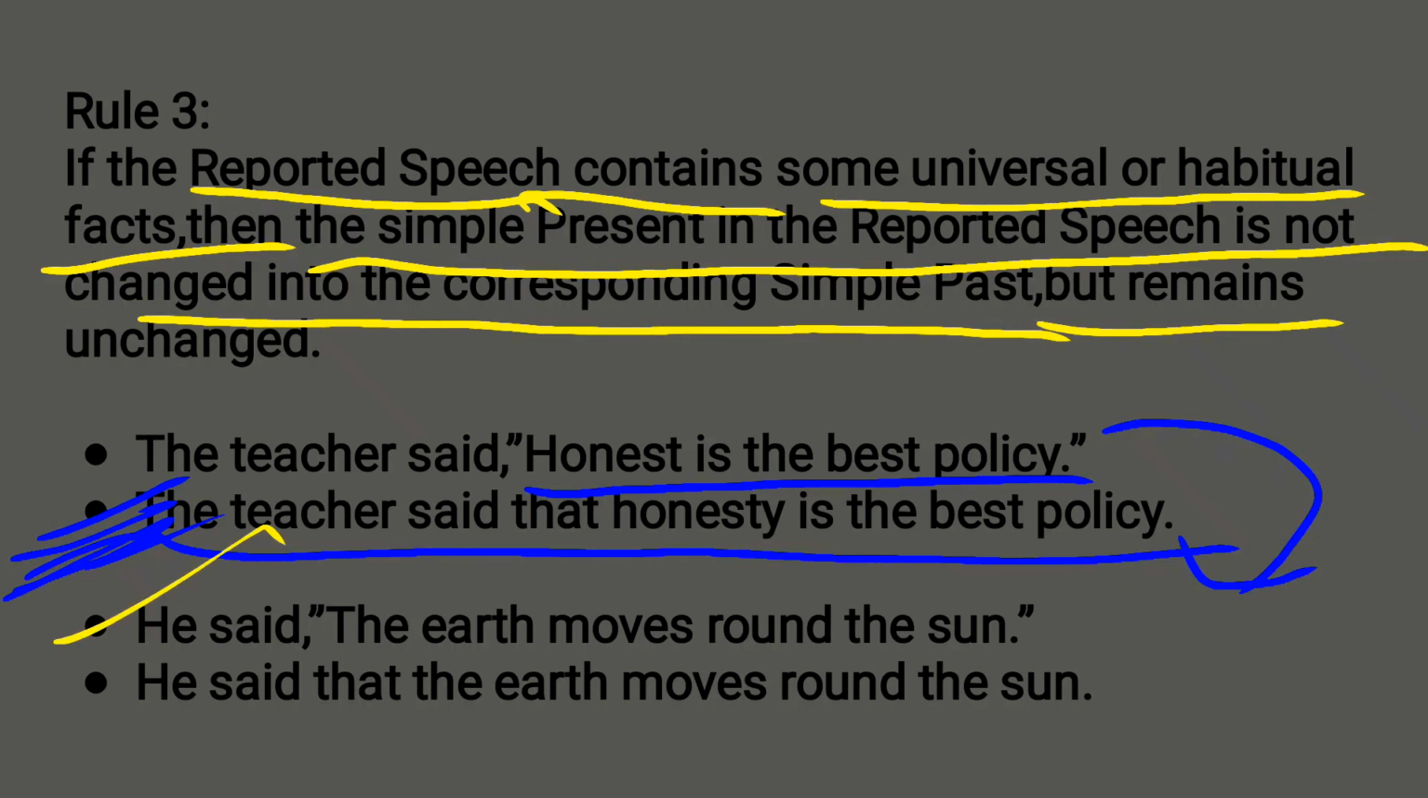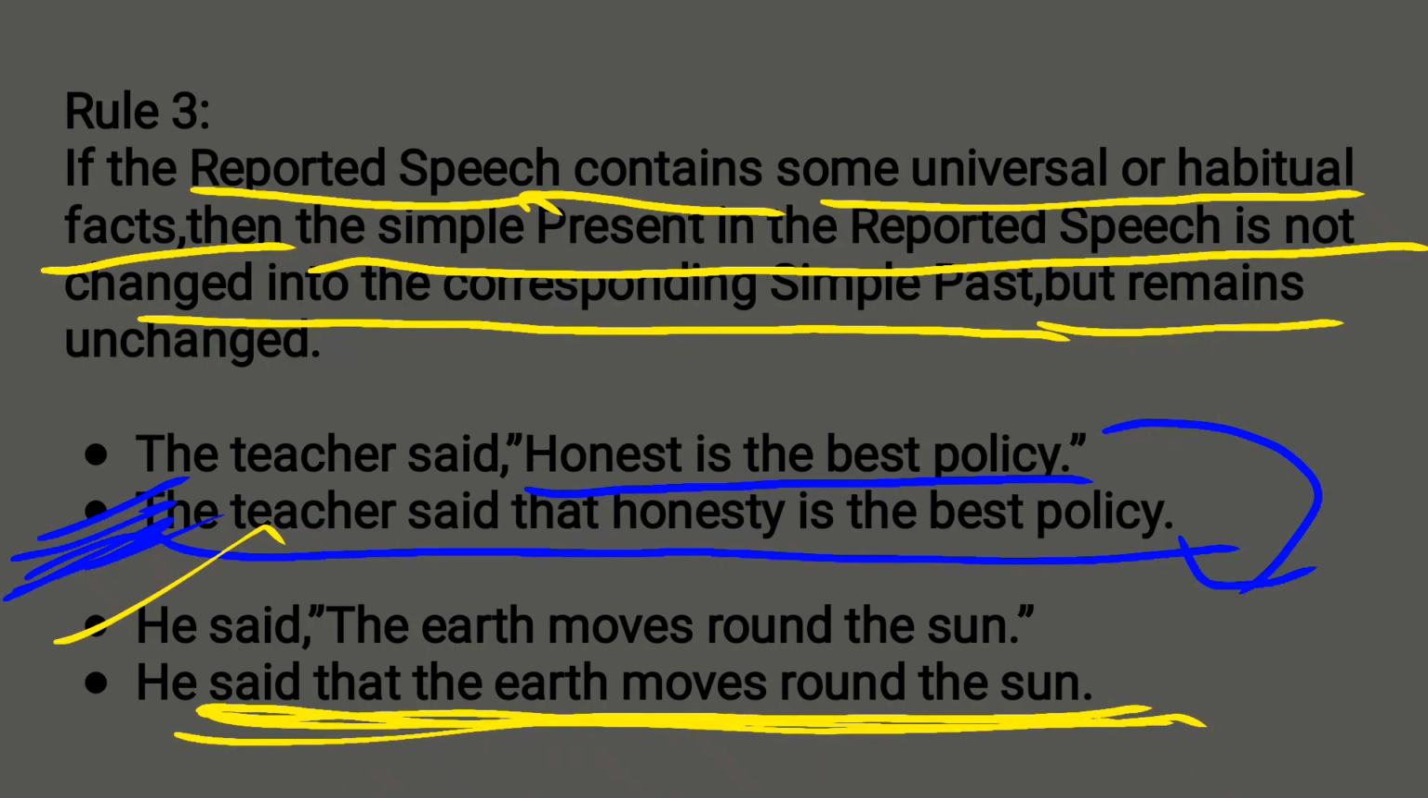He said the earth moves around the sun. This is a habitual fact. The earth always moves around the sun. He said that the earth moves around the sun. So here also I have not changed the verb, since this is in simple present tense. As per the rule number 2, we have to convert this into simple past, but since this is a habitual fact, we have not converted the verb in any form. We have just kept the same. The earth moves around the sun.